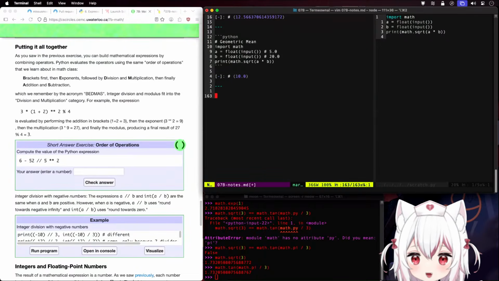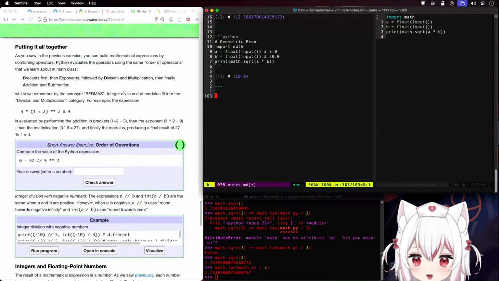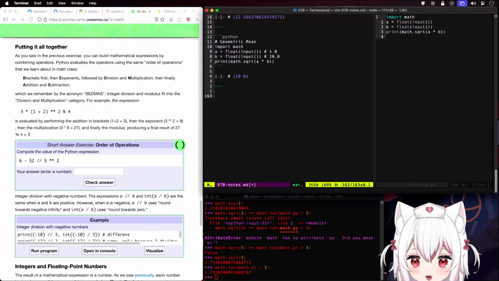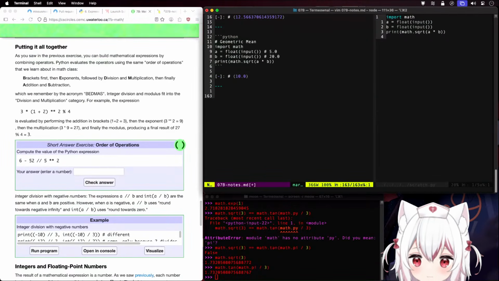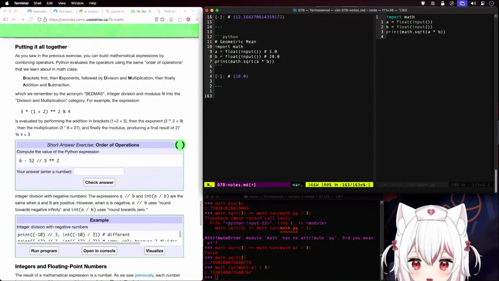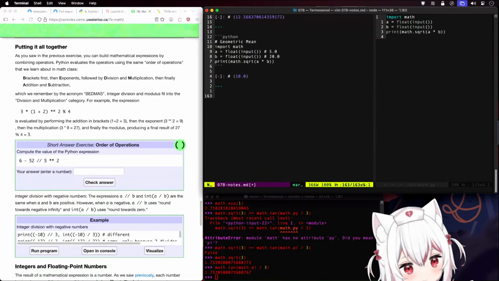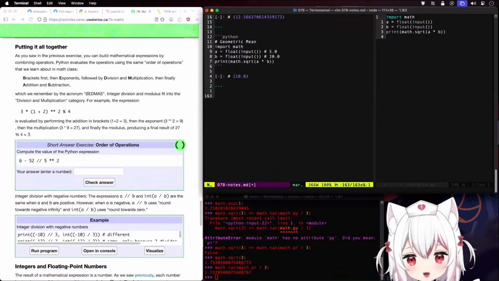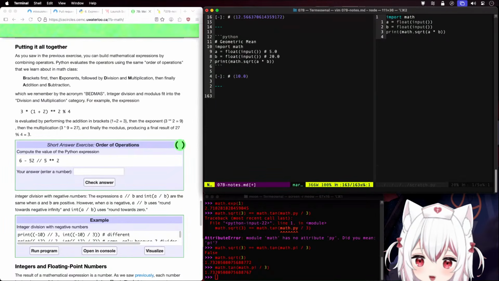As you saw, you can build mathematical expressions by combining operators. Python evaluates operators using the same order of operations. BEDMAS. That's definitely some Canadian thing. Brackets first, then exponents, followed by division and multiplication, then finally addition and subtraction.